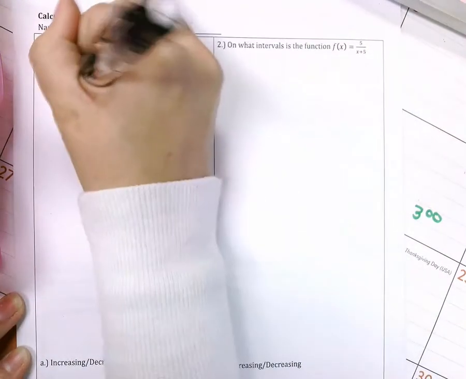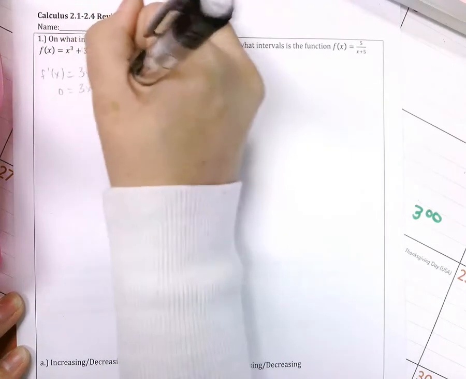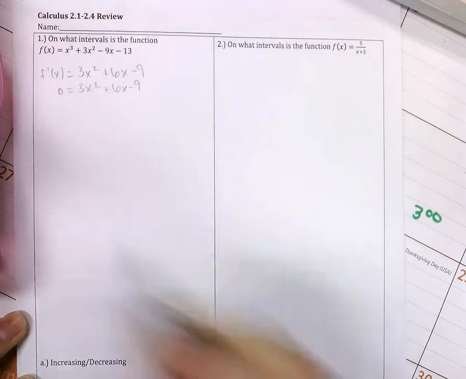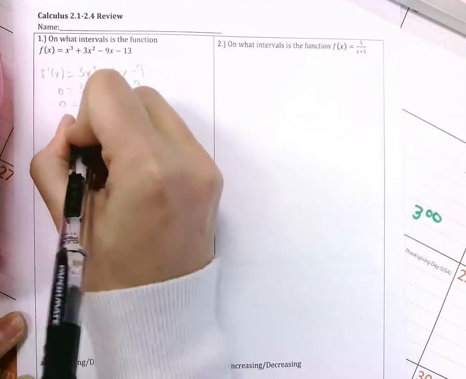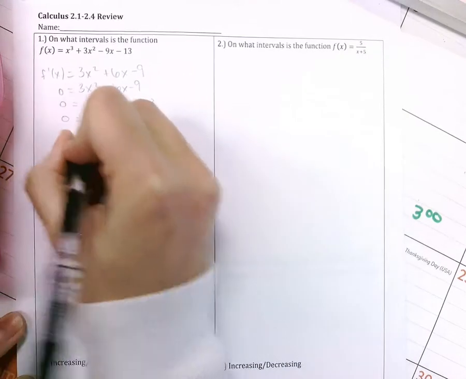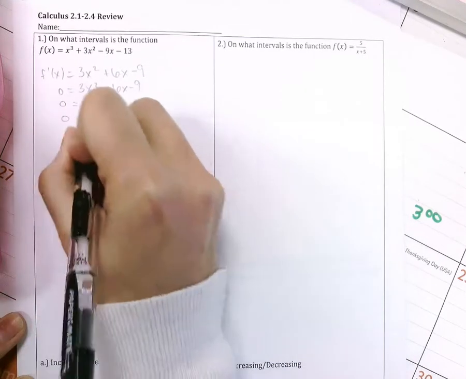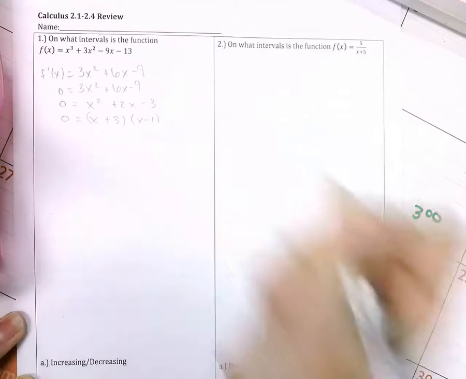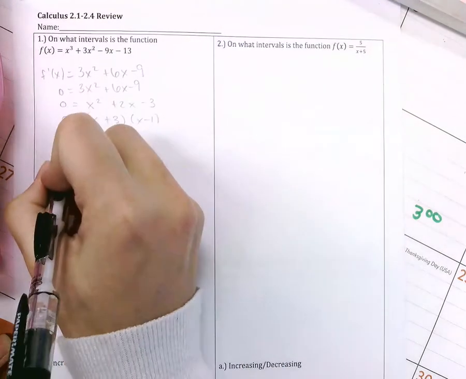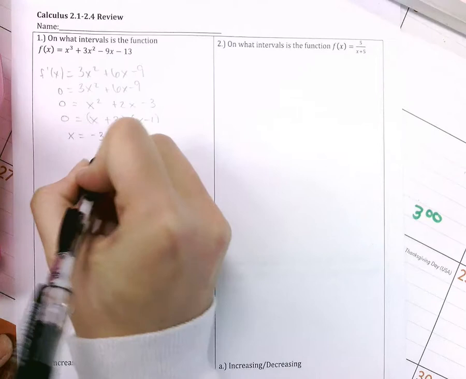If you're not sure how to solve a quadratic, you can always use the quadratic formula, but I don't think we have to do that here. Take out a 3, and then this factors to (x plus 3)(x minus 1). If you factor wrong, that ruins everything too, so just take your time doing that. Set these equal to 0, you should get -3 and 1.